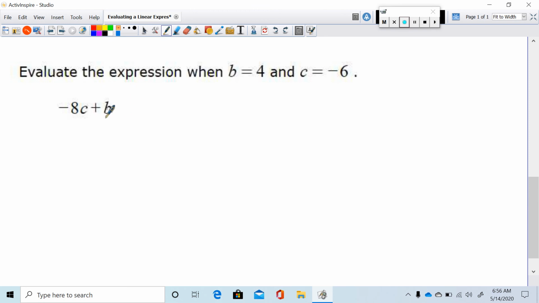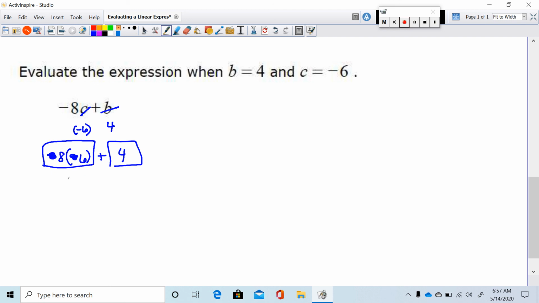Okay, B is 4. C is negative 6. So I have negative 8 times negative 6 plus 4. Save the addition and subtraction for last. Okay, you have one negative canceling out another one. If you have two, they cancel each other out.